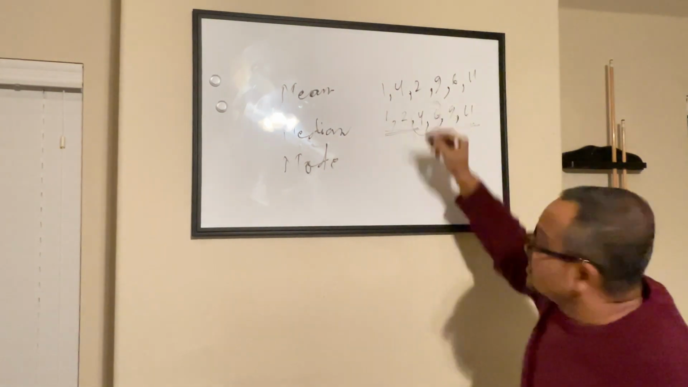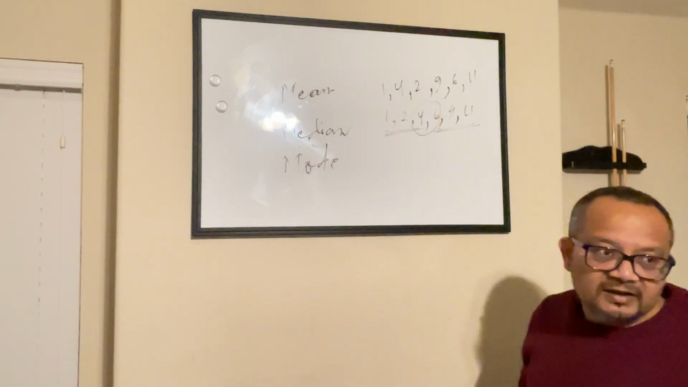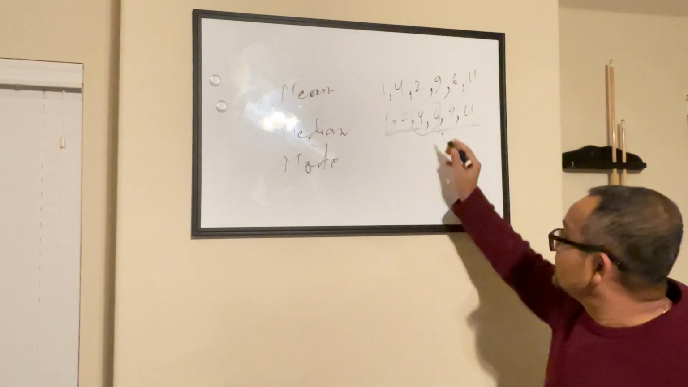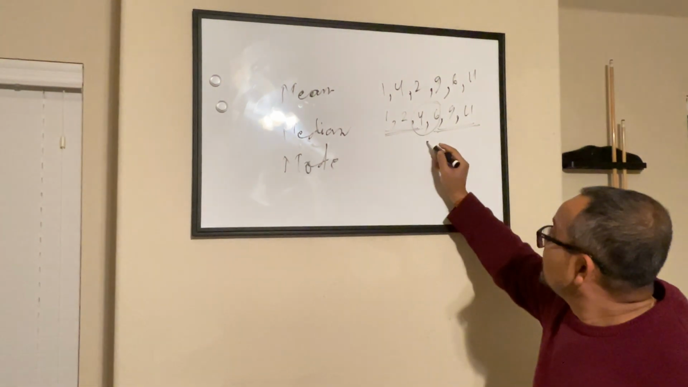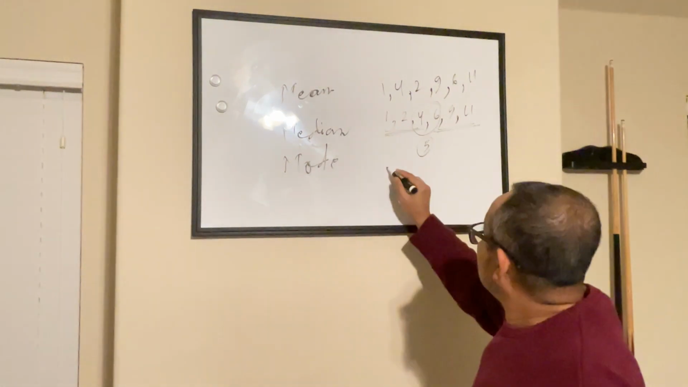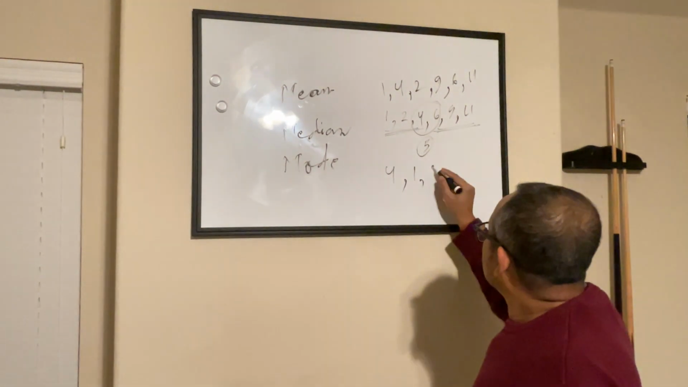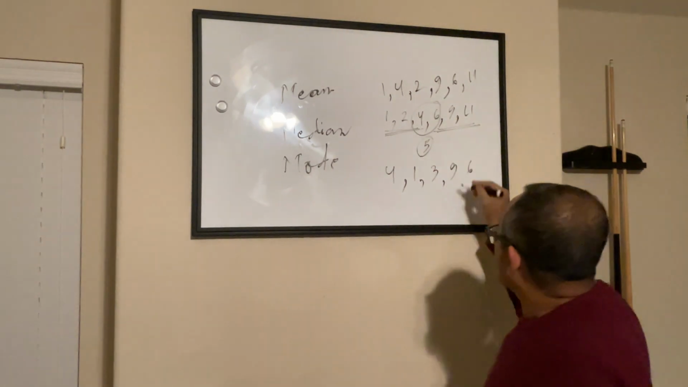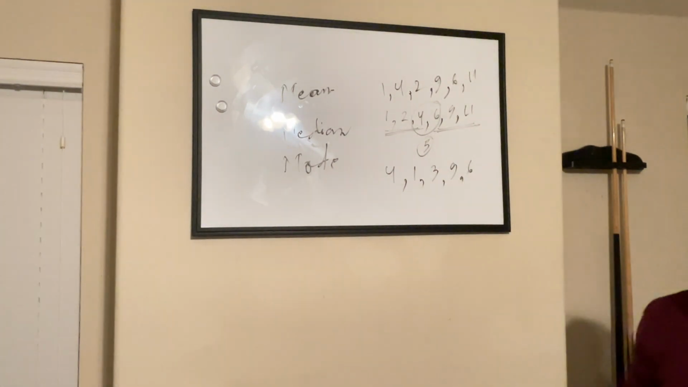Take the two middle ones. Okay, 4 and 6. Average this. This will be 5. This is your median. If you are talking about 4, 1, 3, 9, 6 as a set of numbers, then what will be the median?